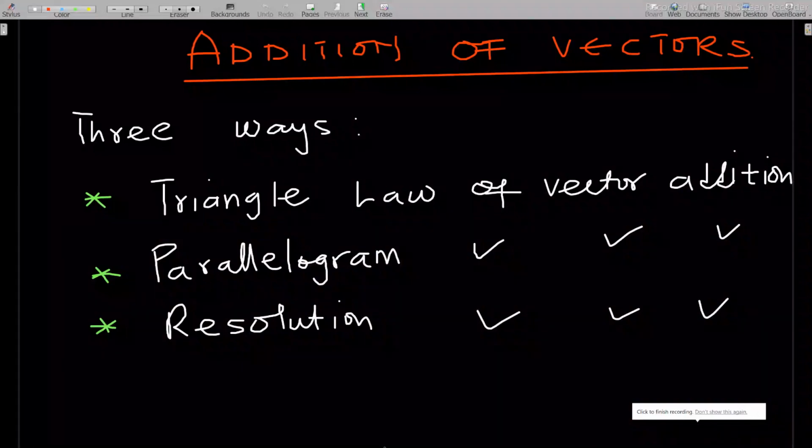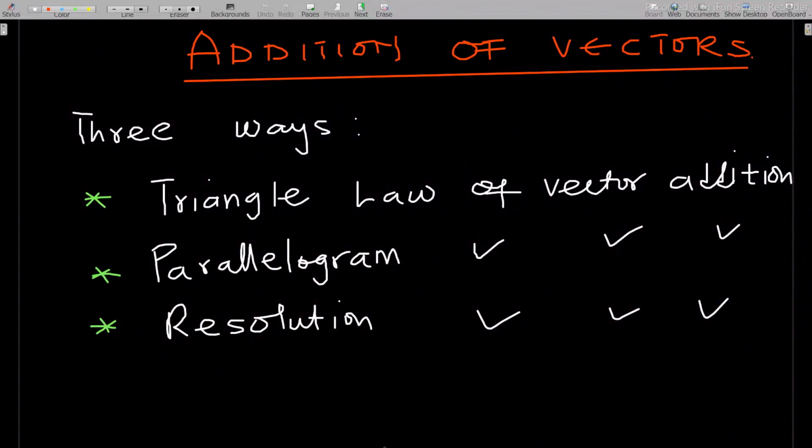Hello, welcome to this lesson of our study of vectors and mechanics. In this lesson we'll go through the addition of vectors.